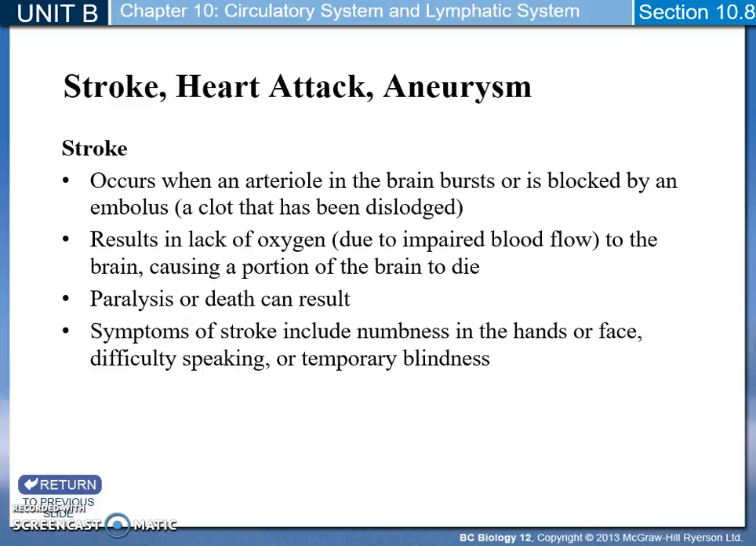And unfortunately, most of those cells that die will not regenerate. So that's one of the problems with the nervous system. Paralysis or death can result.